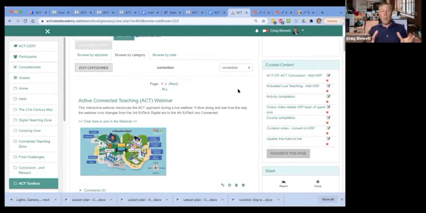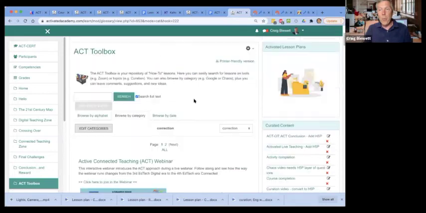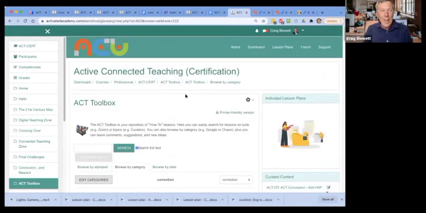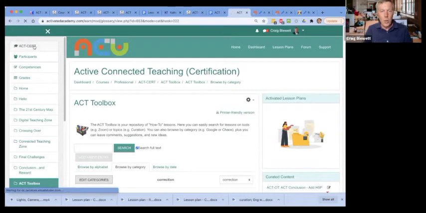So the whole interface is designed to try and make it as easy as possible to both go through it and learn, but also to then apply it in the classroom and to remember things that maybe you've forgotten. So that really is the very short and quick tour around the Active Connected Teaching course.